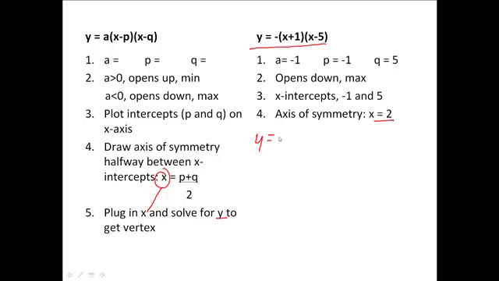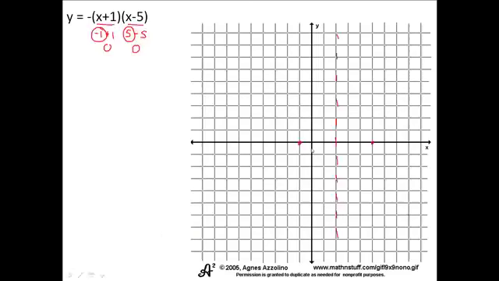Y equals negative, x is 2, plus 1, 2 minus 5, which is going to be, let's do it down here, negative 3, and this will be negative 3. Well, negative times a negative gives you a positive, and 3 times 3 gives you 9. So when x equals 2, y is 9. So our spot here should be it. When x equals 2, on our axis of symmetry, y is 9.